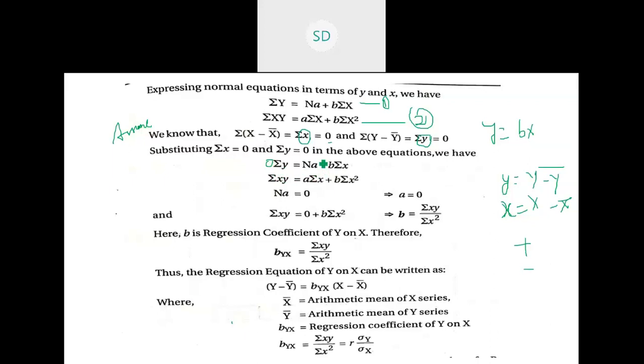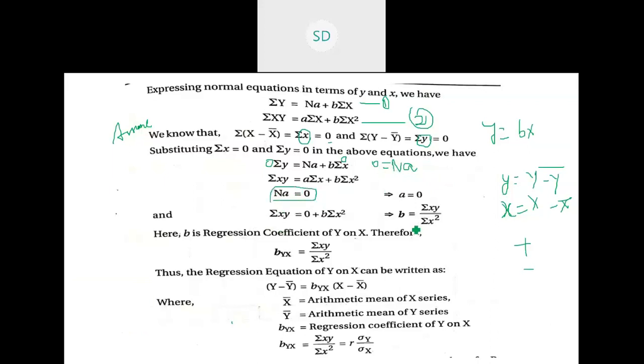Na will remain. There is no x and y there. Again, b into sigma x is also 0, so b into 0 is 0 again. So what you'll be left with here is 0 is equal to na plus 0. That will be the equation left. So we are just ignoring this 0. There is no point in writing that. So we will just keep na is equal to 0. That is the expression here.